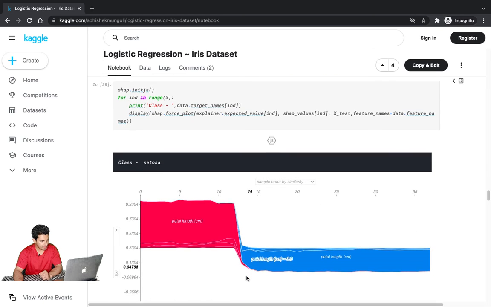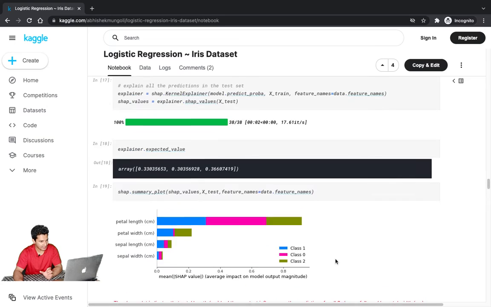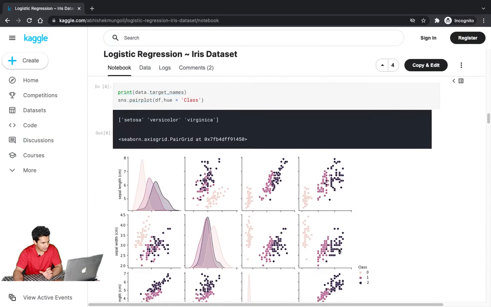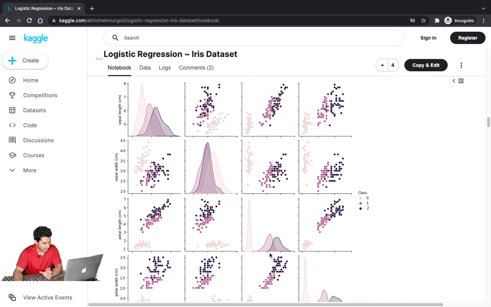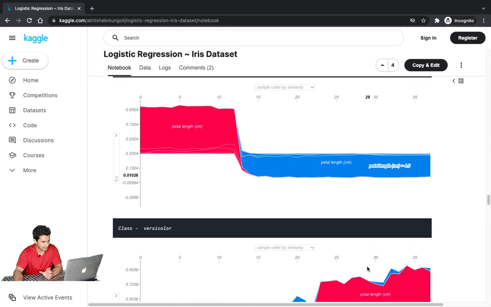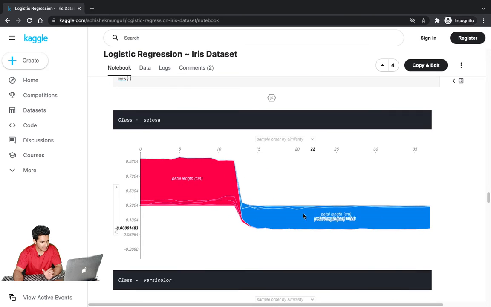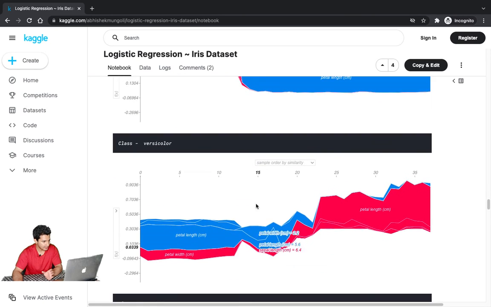We can also do the global interpretation. Overall, for class Setosa, we can see that small petal length, around 1, 1.3, 1.4, is contributing positively, while high petal length is contributing negatively. And that we can see here as well: the petal length is very small for Setosa, and if it's high it becomes Versicolor or Virginica. So that is coming out clearly here as well, that small petal length is a positive contribution for Setosa and large petal length a negative contribution.